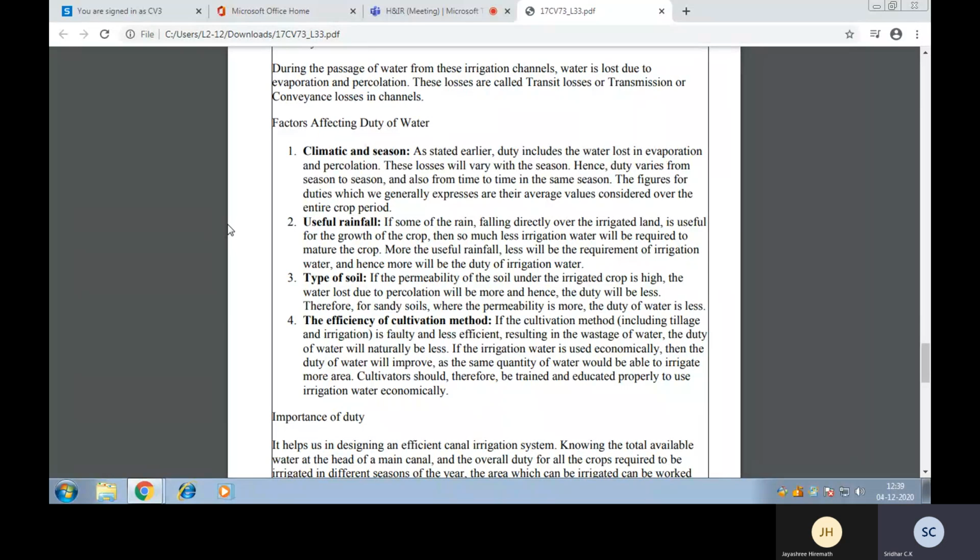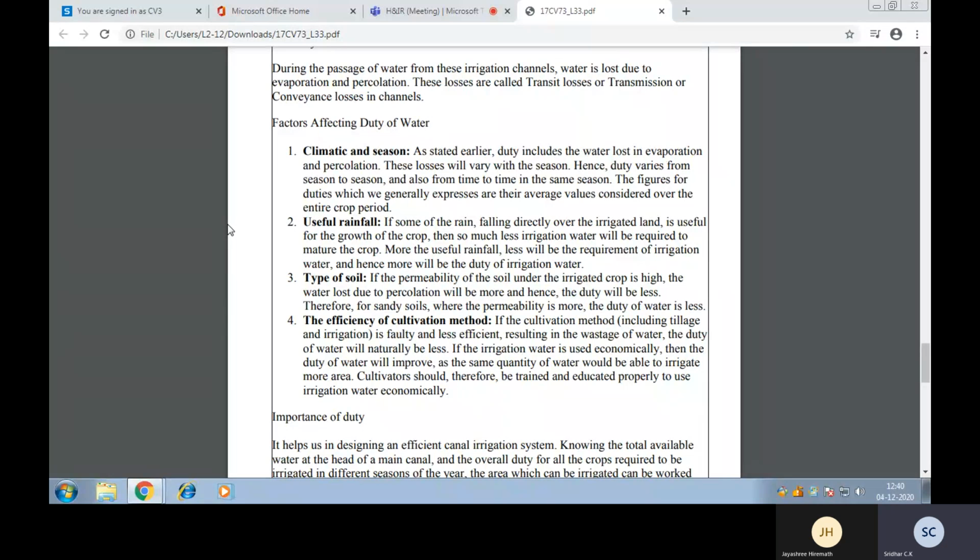Therefore, if the rainy season is not sufficient, you have to feed the water from different sources through irrigation methodologies. So it depends upon the type of region, the type of soil and the type of system you are irrigating. Therefore, the duty mainly depends upon the soil conditions.